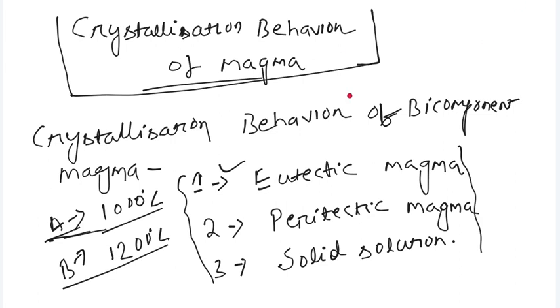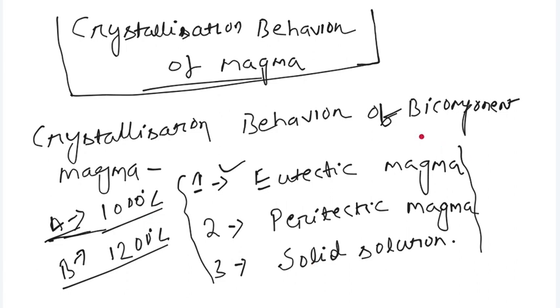So there are different bicomponent magmas showing eutectic relationship. We will study diopside and anorthite. These two minerals will show eutectic relationship. Also orthoclase and quartz show eutectic relationship.